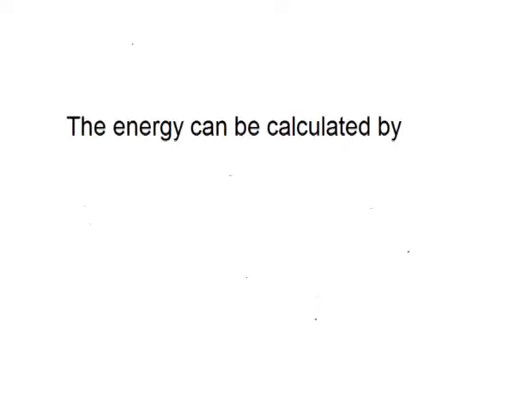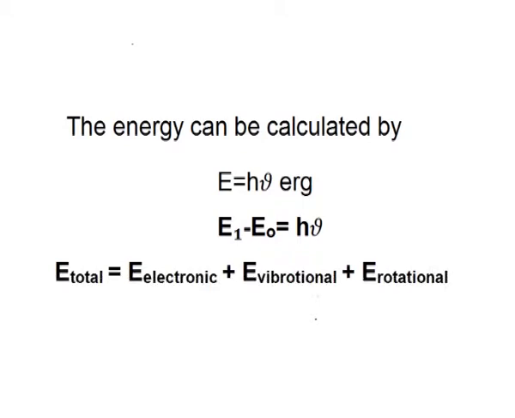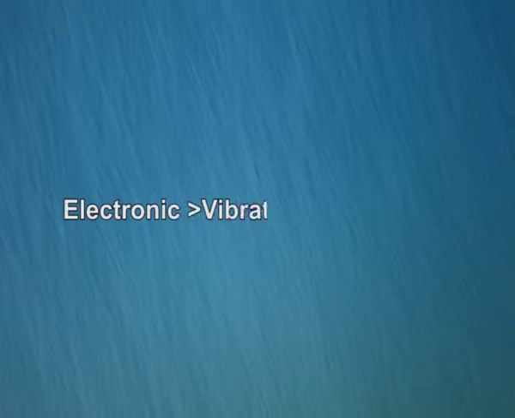The energy can be calculated by the equation E = hν ergs. E1 − E0 = hν. E total = E electronic + E vibrational + E rotational. The energies decrease in the following order: first electronic, then vibrational, and last rotational.